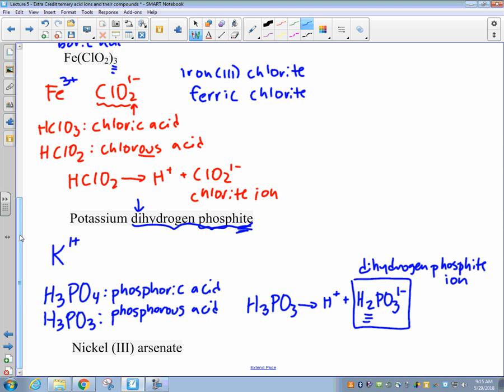And all that remains now is to determine the formula of my overall compound. We have potassium ions with a +1 charge, and H2PO3 with a -1 charge. And all that remains now is a simple crisscross, just the same way that we did with binary ionic compounds, to determine the ratio these ions combine in to make a neutral compound, which would give me KH2PO3. So this is, again, potassium dihydrogen phosphite.